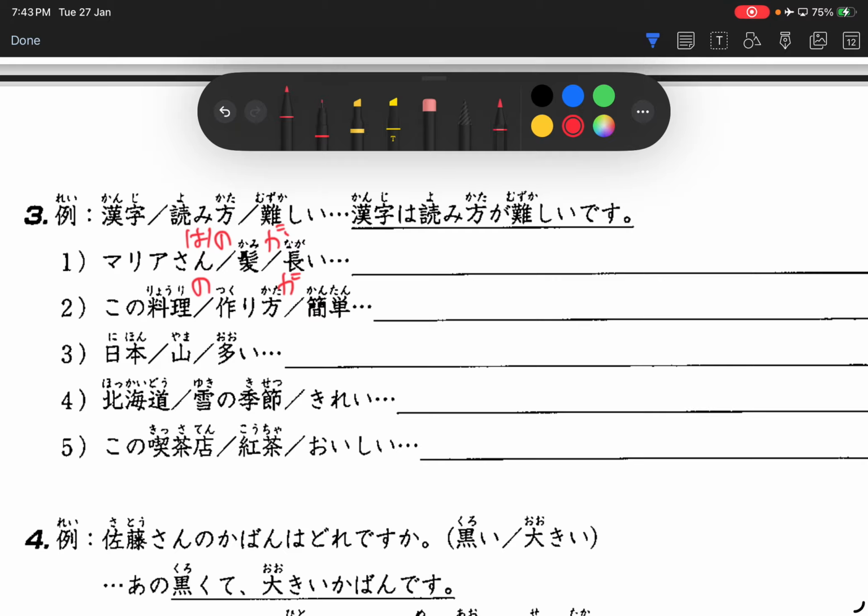Number 3. 日本の山が多いです。Okay, I don't know what happened there, but okay. 日本は山が多いです。Also can. Okay, number 4. 北海道は雪の季節が綺麗です。Okay, good. You can also say no. 北海道の雪の季節が綺麗です。Either one is fine, huh? わ or が。Right?